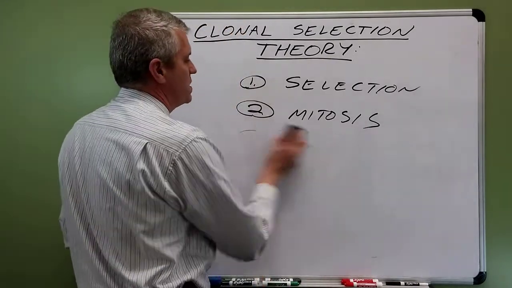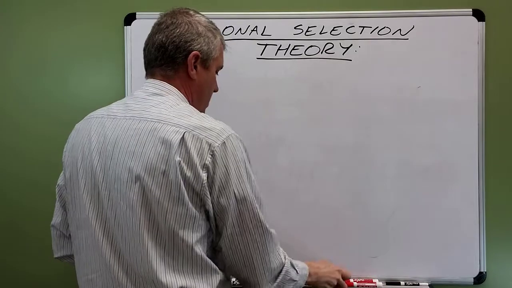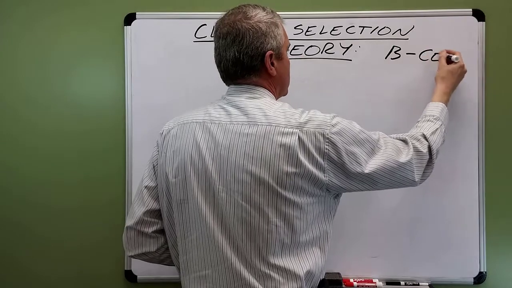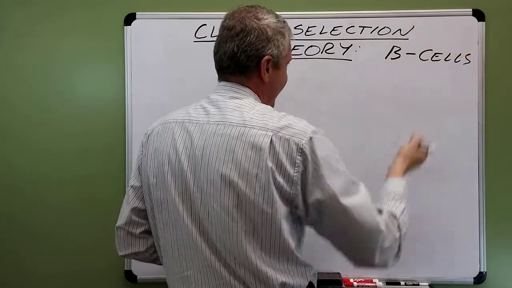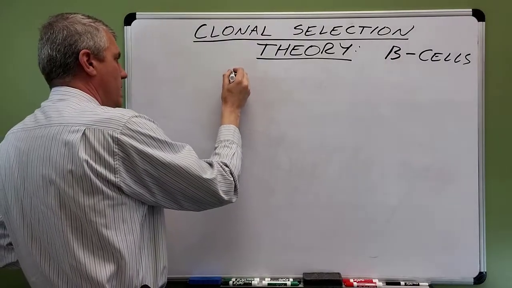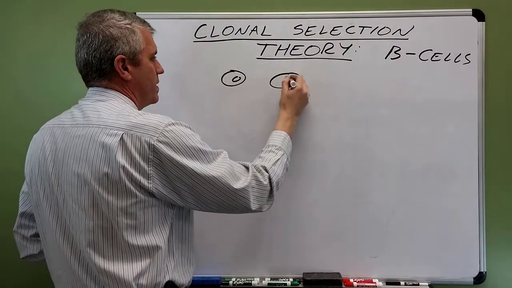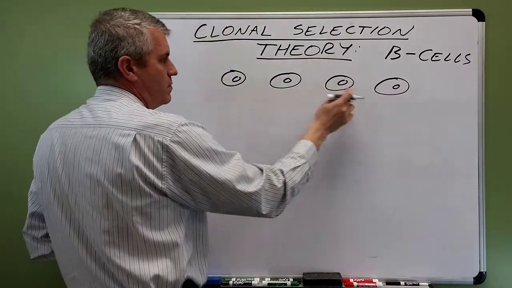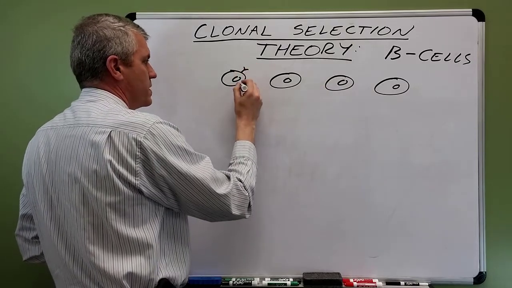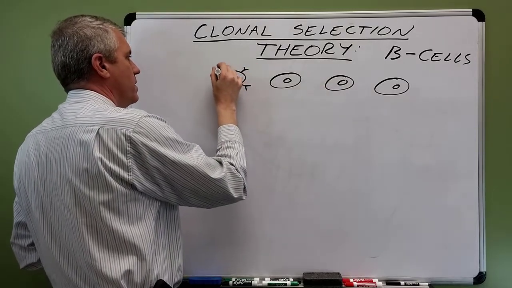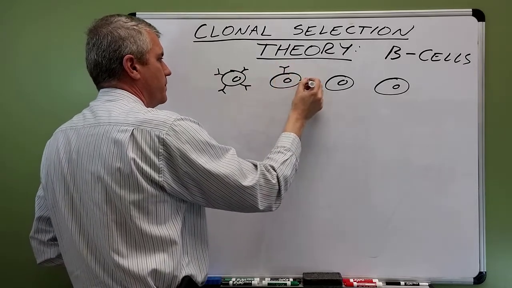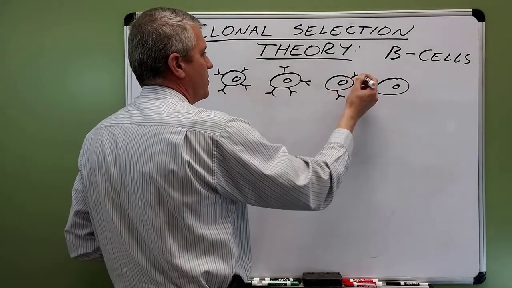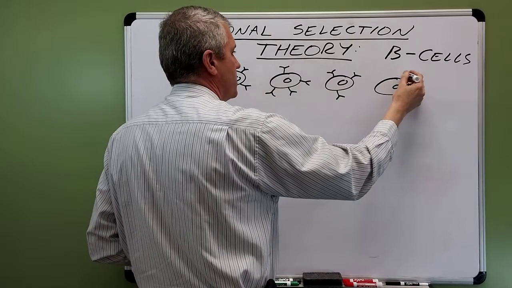All right, let's get to specifically what's happening with B cells. So the clonal selection theory, specifically as it relates to B cells, to B lymphocytes. And here's how most of us like to represent this. These are B lymphocytes. Each one of these is a B lymphocyte. And on the surface of the B lymphocyte, there are receptors. Those receptors are actually a type of antibody that the B cells produce.